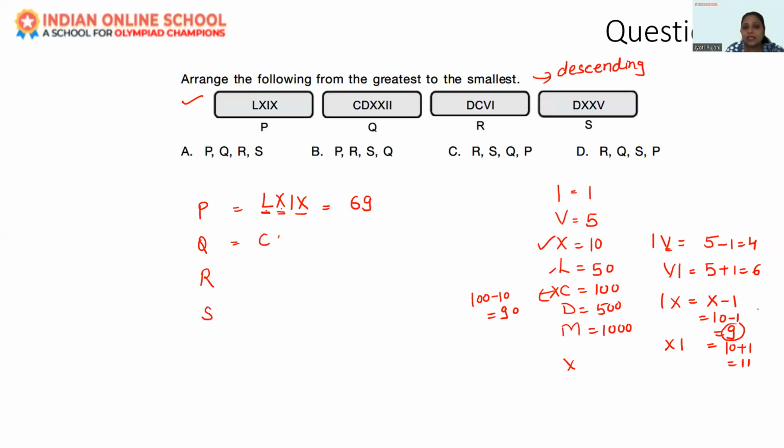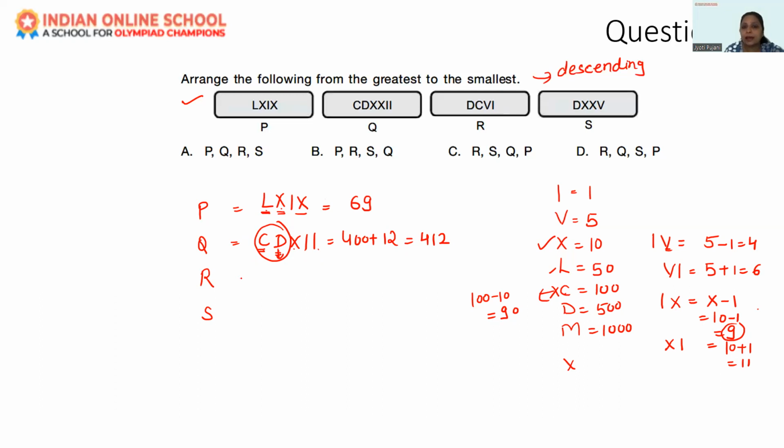Q is CDXI. What is C? C is 100. What is D? D is 500. What does it mean? Because we can put the smaller number in front on the left hand side, it will become 500 minus 100, which is 400. So 400 plus 10, 11, 12. This is 12, so it becomes 412. Got it? CD: D is your 500. If I subtract C from it, because C is on the left hand side of D, it becomes 400.